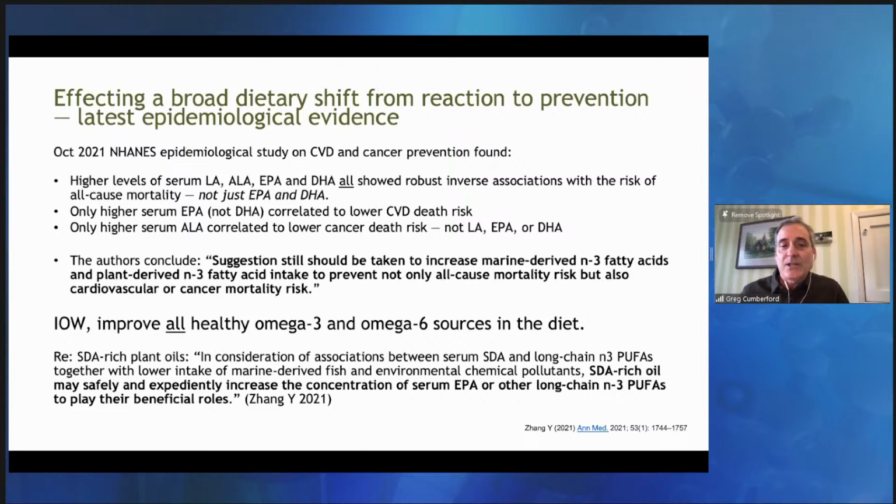And they concluded quite logically that suggestions should be taken to increase marine-derived and plant-derived omega-3 fatty acid intakes to prevent not only all-cause mortality risks, but also other cardiovascular and cancer mortality risks. So that's that balanced approach, driven by allowing the legitimacy and the role of omega-3 plant-based precursors to go alongside the omega-3 marine sources, that I think achieves a more sustainable system-wide outcome.